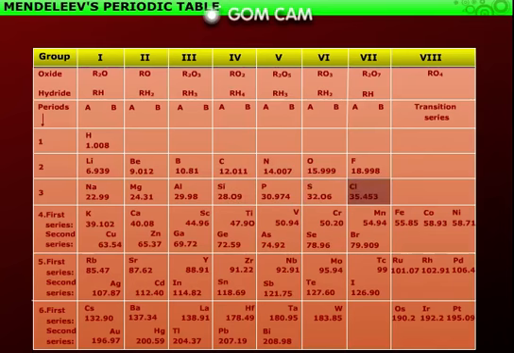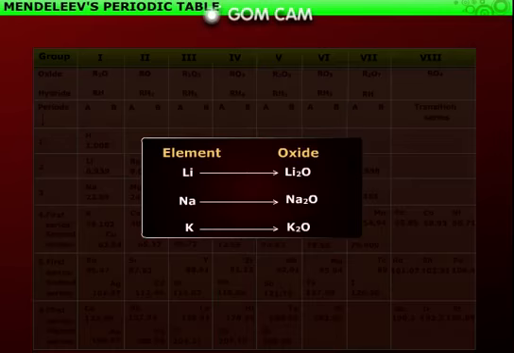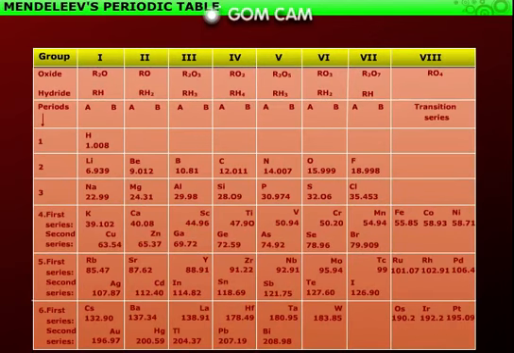Mendeleev arranged all the elements in the order of increasing atomic masses in horizontal rows in such a way that the elements having similar properties came directly under one another in the same vertical column or group. The similarity in the formulae of oxides and hydrides was used as the basis to classify elements with similar properties. For example, lithium, sodium, potassium form oxides as Li2O, Na2O, K2O, respectively. Hence, they have general formula R2O.